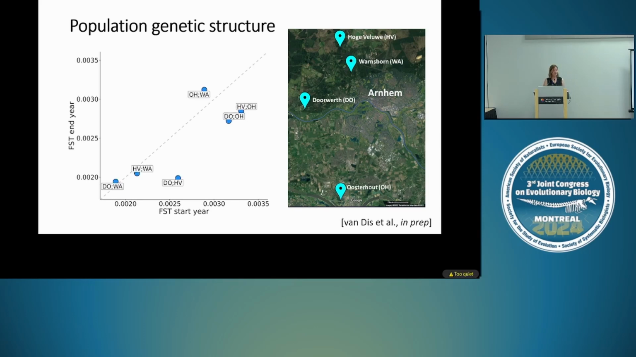So this is what the actual pairwise FSTs looked like. Even though the values are low, they were significantly different from 0, and they did not deviate from this diagonal line. So there is some population genetic structure, and it has remained stable over time.